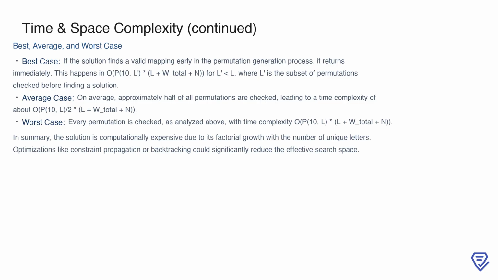To address this, advanced optimizations like constraint propagation or backtracking could significantly reduce the number of permutations, making the approach more practical for larger inputs.